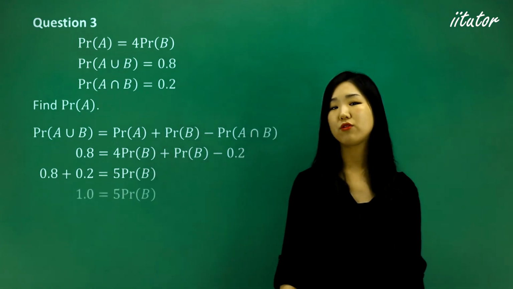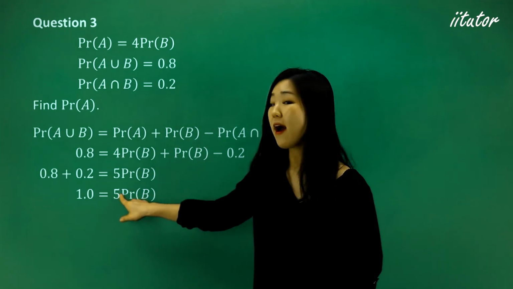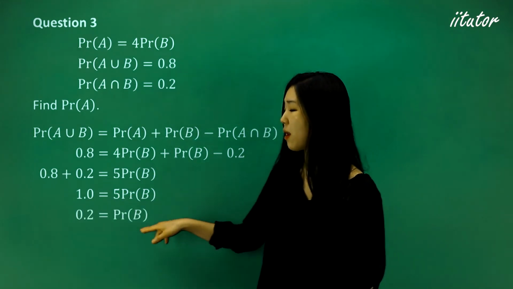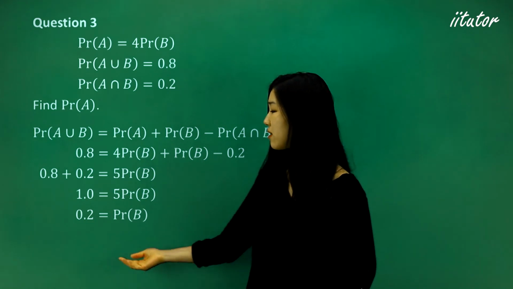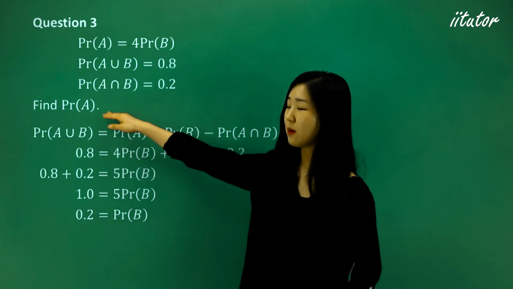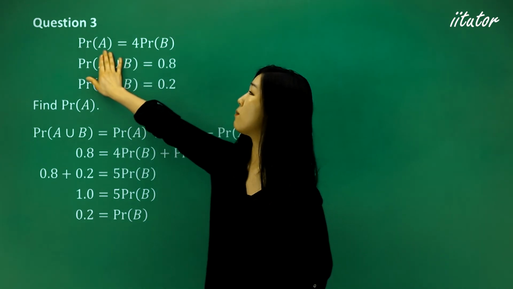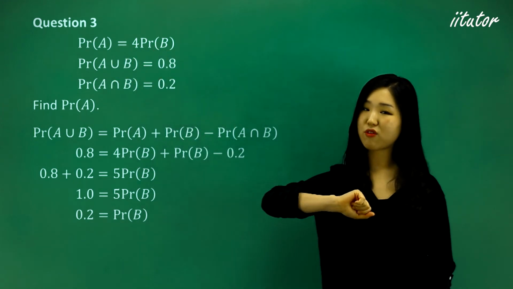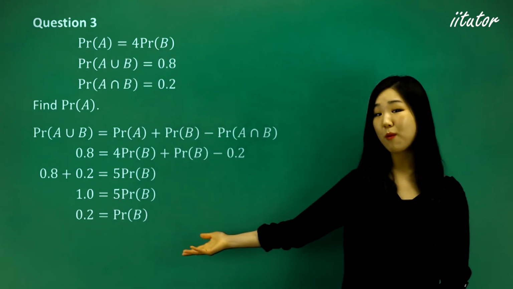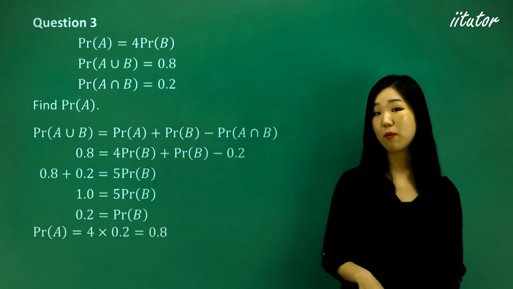0.8 plus 0.2 is simply 1. To calculate probability of B, what we have to do with 5 is divide it. So 1 divided by 5, which is 1 over 5, is also written as 0.2 as a decimal. So that's probability of B. What we really want is the probability of A, isn't it? But they tell you in the very beginning of the question that probability of A is 4 times the probability of B. So simply, guys, because we've got the probability of B, multiply it by 4, and then you'll get a value. That would be the probability of A.